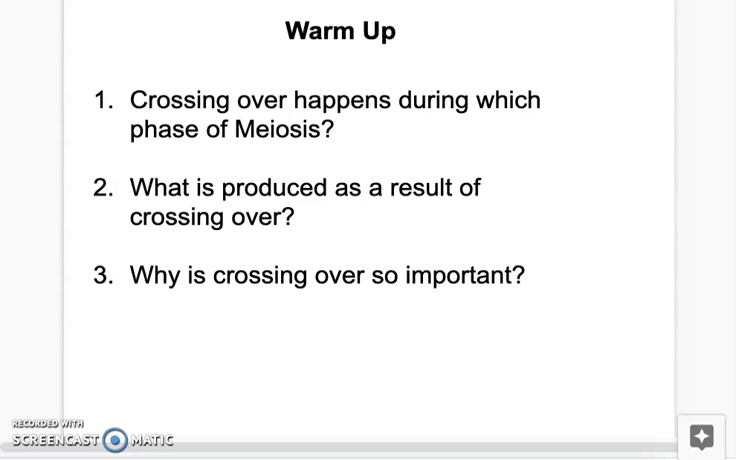Number 2, what is produced as a result of crossing over? If you said increased genetic variation or possibly recombinant chromosomes, you would be correct. We'll talk more about that word, recombinant chromosomes, in this presentation. Number 3, why is crossing over so important?